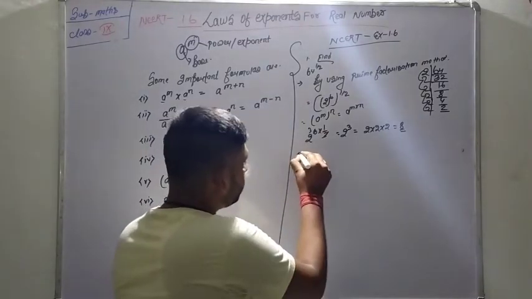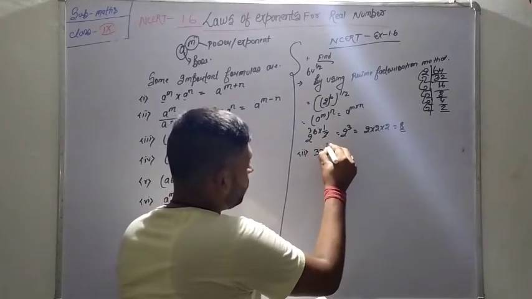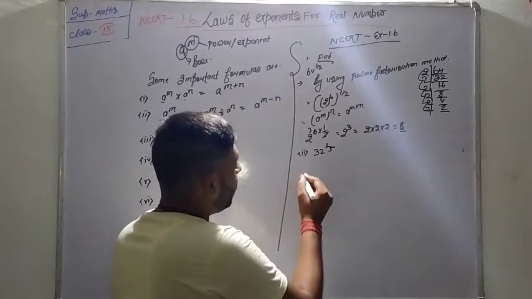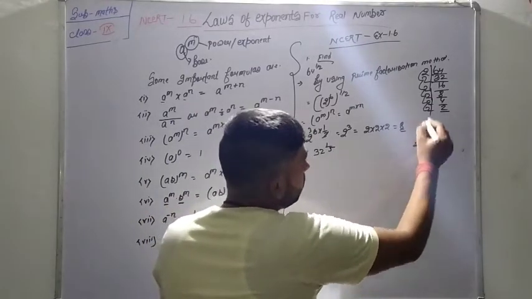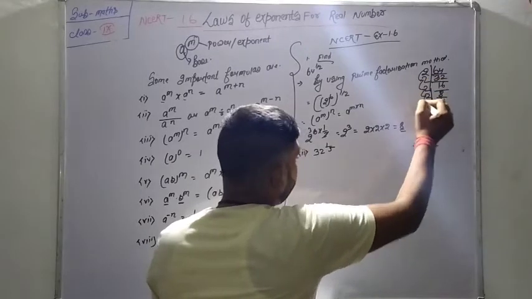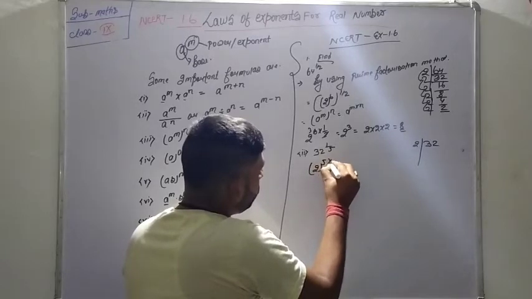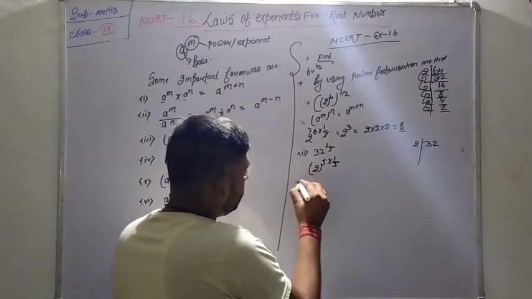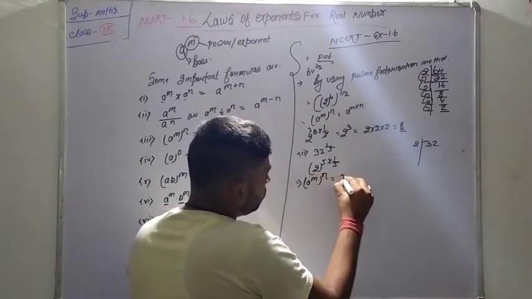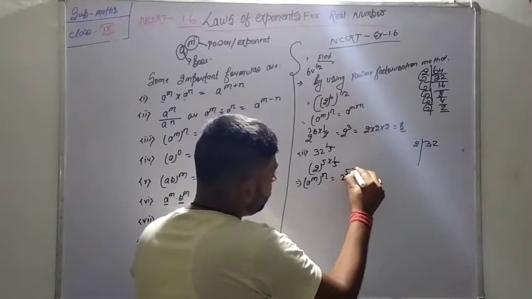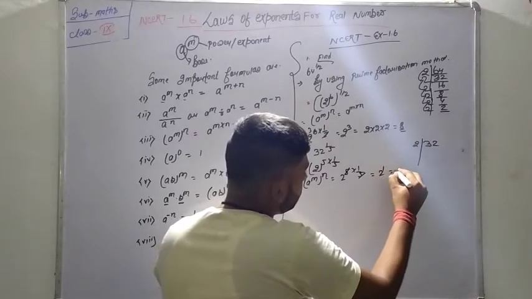Now number 2: 32 raised to the power 1 by 5. Now we know that 32 means 2 raised to the power 5. Here 32 is 2 raised to the power 5. So we write 2 raised to the power 5 into 1 upon 5. Now using that formula, a raised to the power m, to the power n, is equal to 2 raised to the power 5 into 1 by 5. Now we multiply: it is equal to 2 raised to the power 1, which is equal to 2.